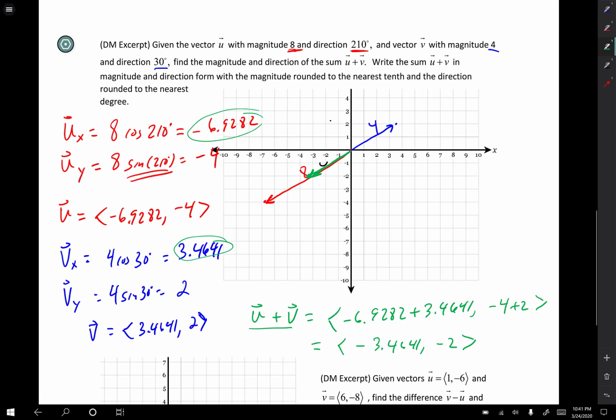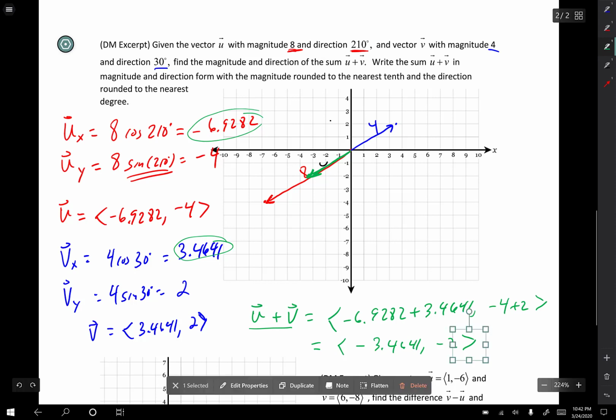Hopefully all this is making sense to you guys. I hope. So let me go ahead and show you how it's going to look on Delta Math, and I think you guys will understand a lot greater. So let me do that right now.